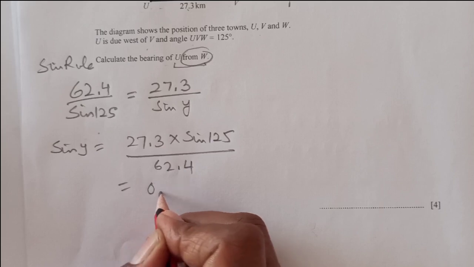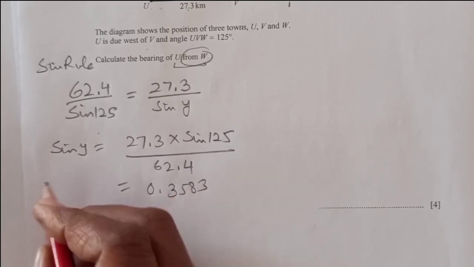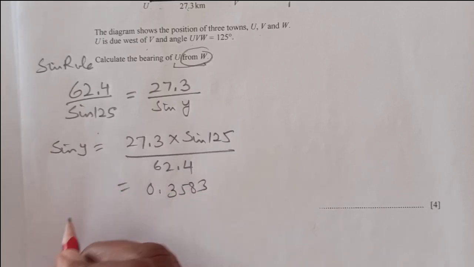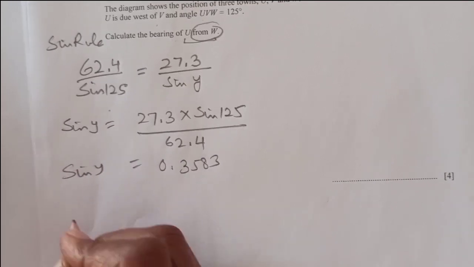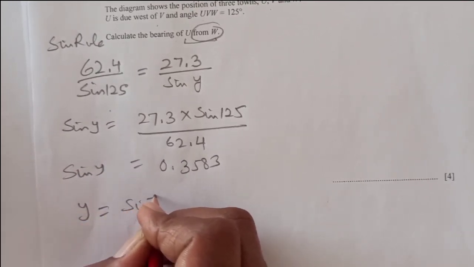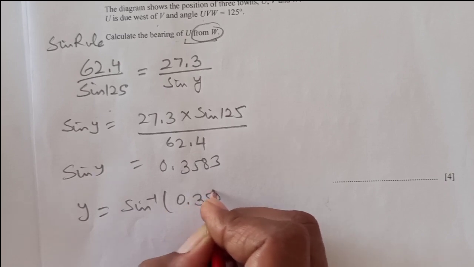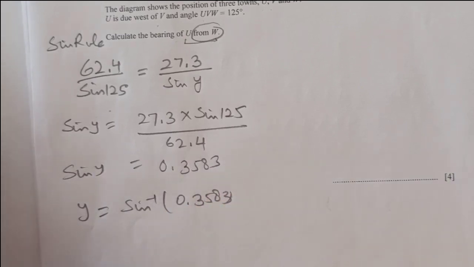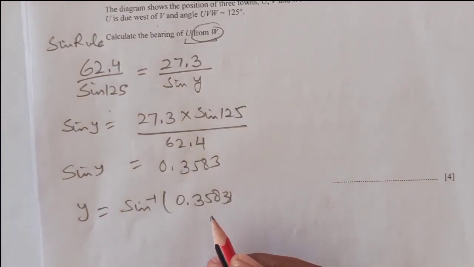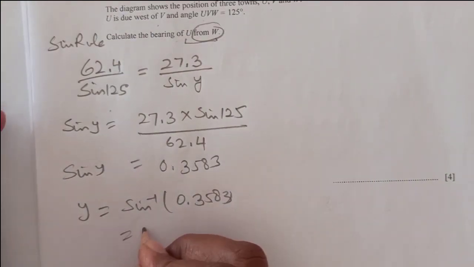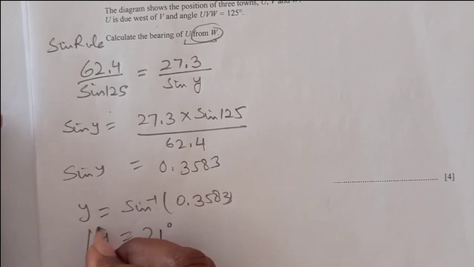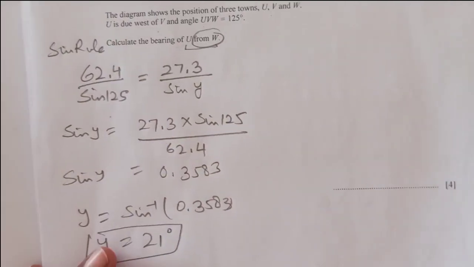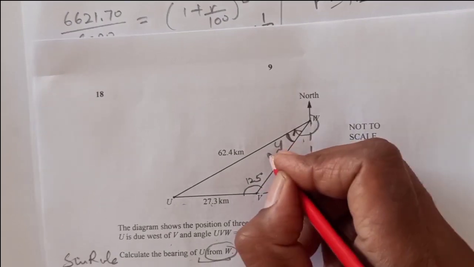This is 0.3583. So we are looking for y. This is sine y. Y is sine inverse of this, right? So sine inverse of the answer comes out to be 21 degrees. So this one is now 21.